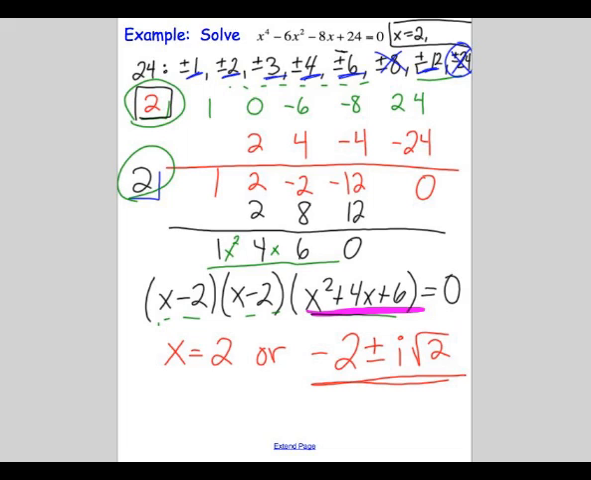So these are the 3 solutions, because one is when we add, of course, i square roots of 2, and one is when we subtract i square roots of 2. So those are your 3 solutions to this quadratic, this polynomial, this 4th degree polynomial.